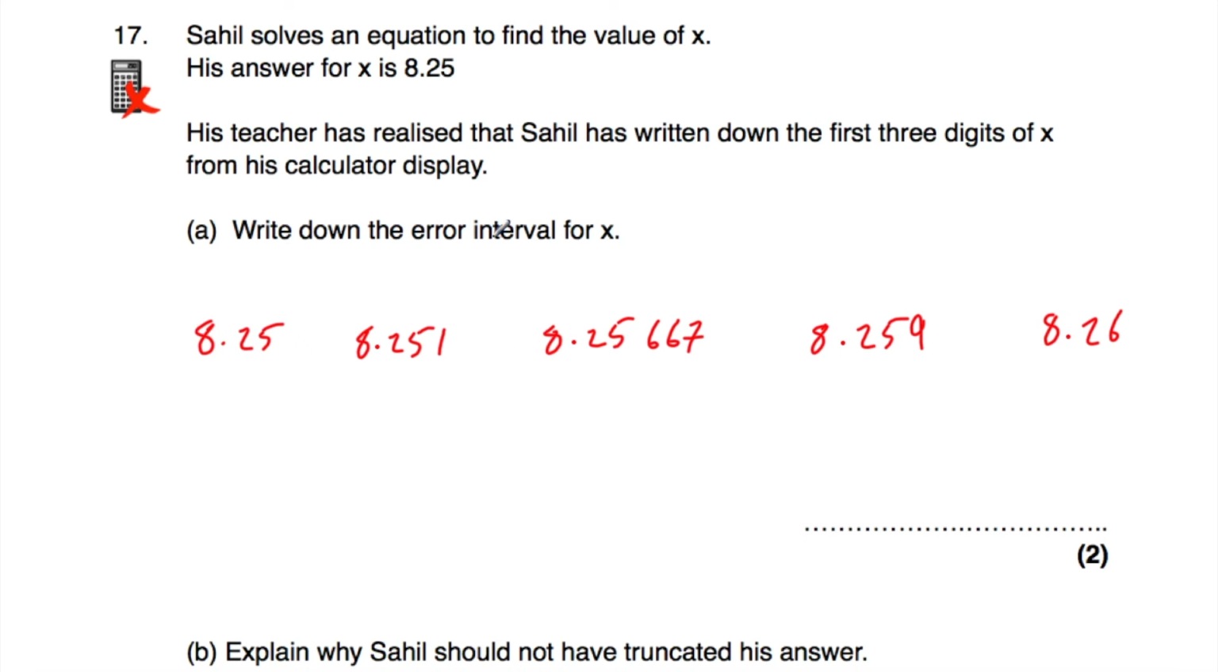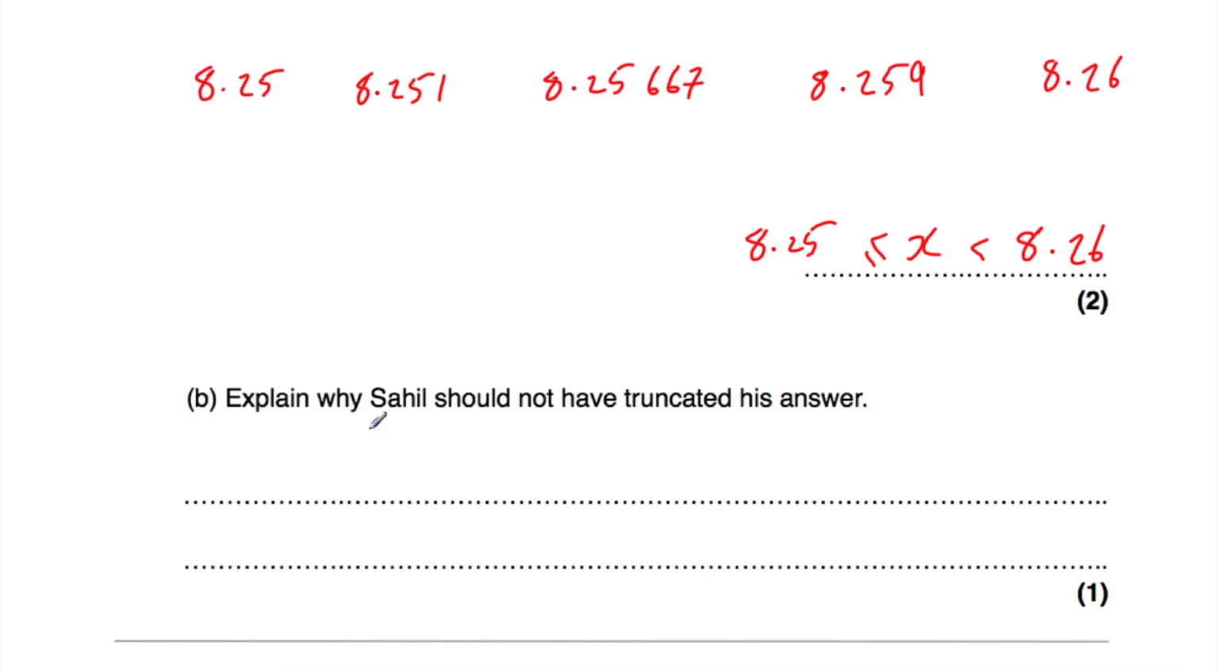So that means that to write down the error interval for x, it would be x is bigger than or equal to 8.25, that's the lower bound, and less than 8.26. So anything up to but not including 8.26. Okay, part B. Part B says explain why Sahil should not have truncated his answer.